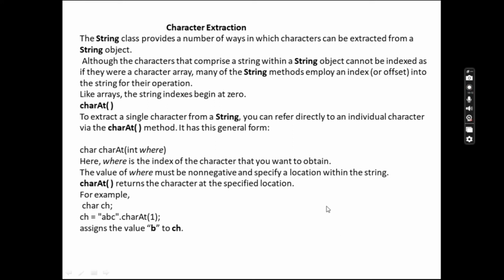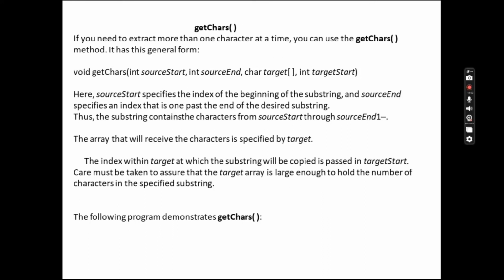The charAt method does so. The index starts with 0. To extract a single character from a string, you can refer directly to an individual character via the charAt method, like in the following example, where we are doing abc.charAt(1). So 1 will return b to ch.